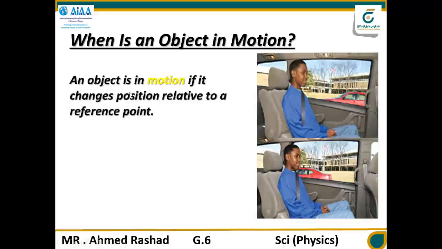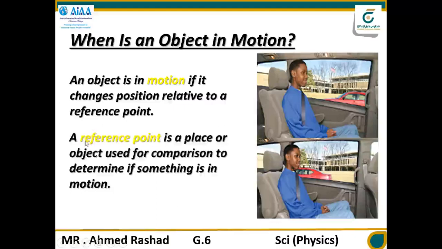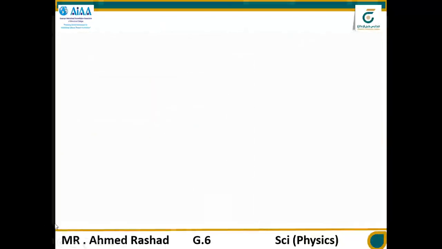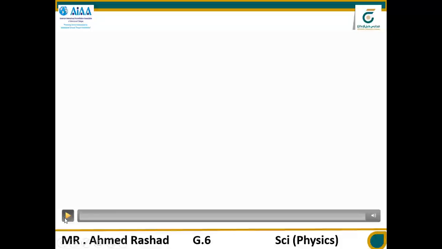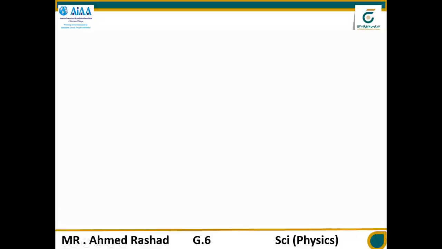So motion is the change of position relative to a reference point. What's the meaning of reference point? A reference point is the place or object used for comparison to determine if something is in motion. Again, motion is the change of position relative to a reference point. A reference point is the comparison for determining something in motion. You can watch this video to understand the meaning of the reference point.